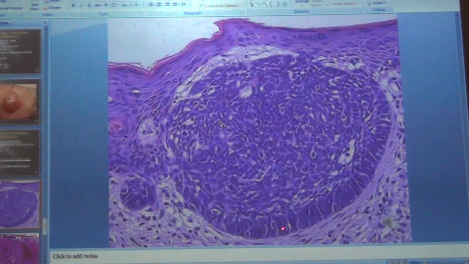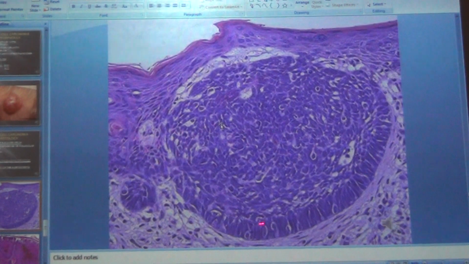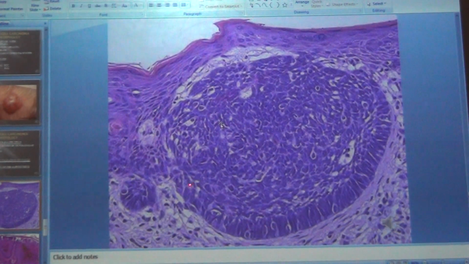The peripheral part of this island forms a row-like structure, and this row is called palisading of the nuclei. It is a fence-like appearance, with the nuclei in the peripheral part aligned in a palisade pattern. This phenomenon, palisading of the nuclei, helps in the diagnosis of basal cell carcinoma.